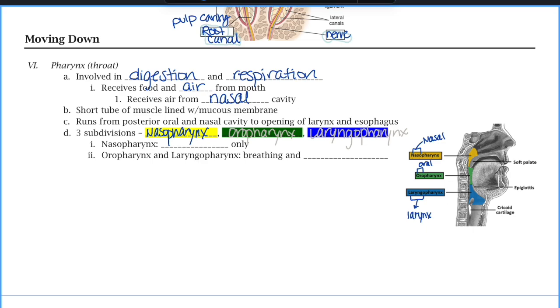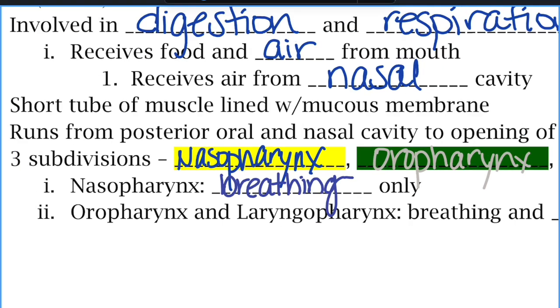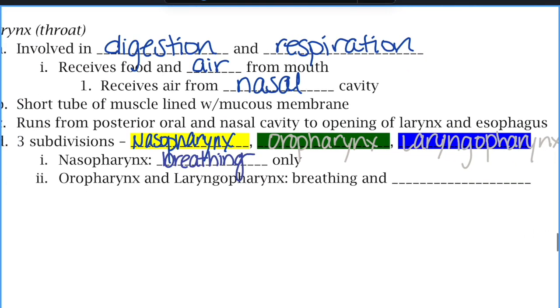All right. My friends, the nasopharynx is designed to help you breathe. And the oropharynx and laryngopharynx is for breathing and swallowing.